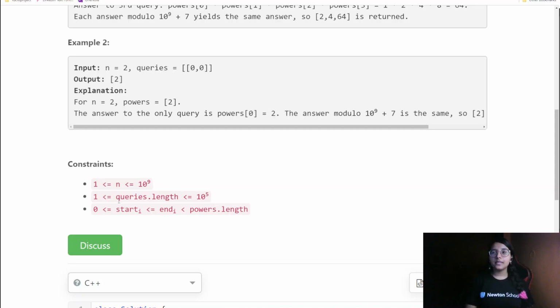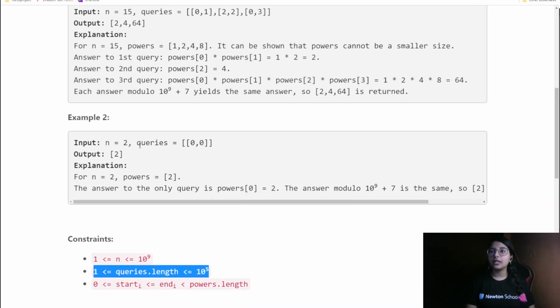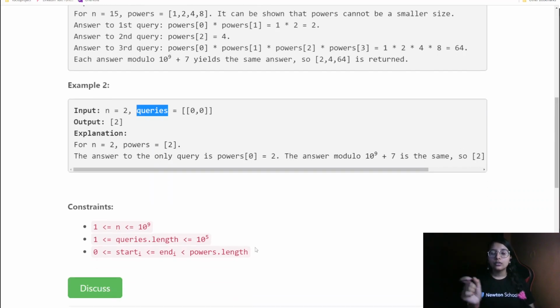Then comes queries.length, which is the length of the queries given to us. That length would be up to 10 raised to power 5, which simply means there could be at max 10 raised to power 5 pairs. Because of this constraint, rather than going ahead with an n square solution, we are required to complete this question in an order of n solution.